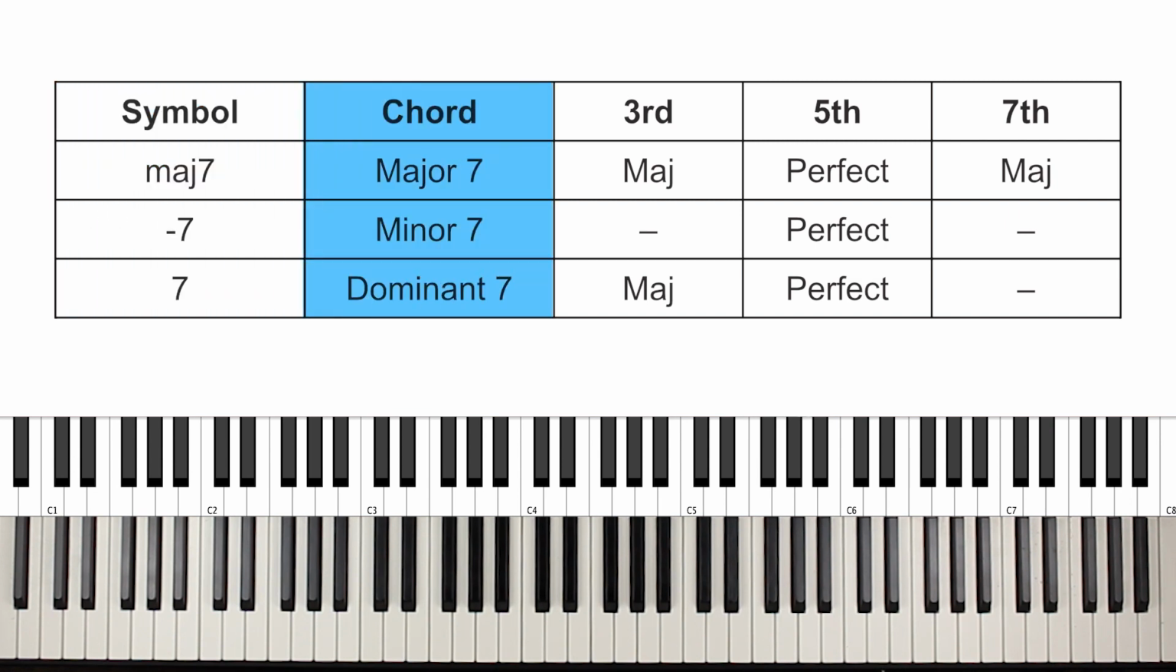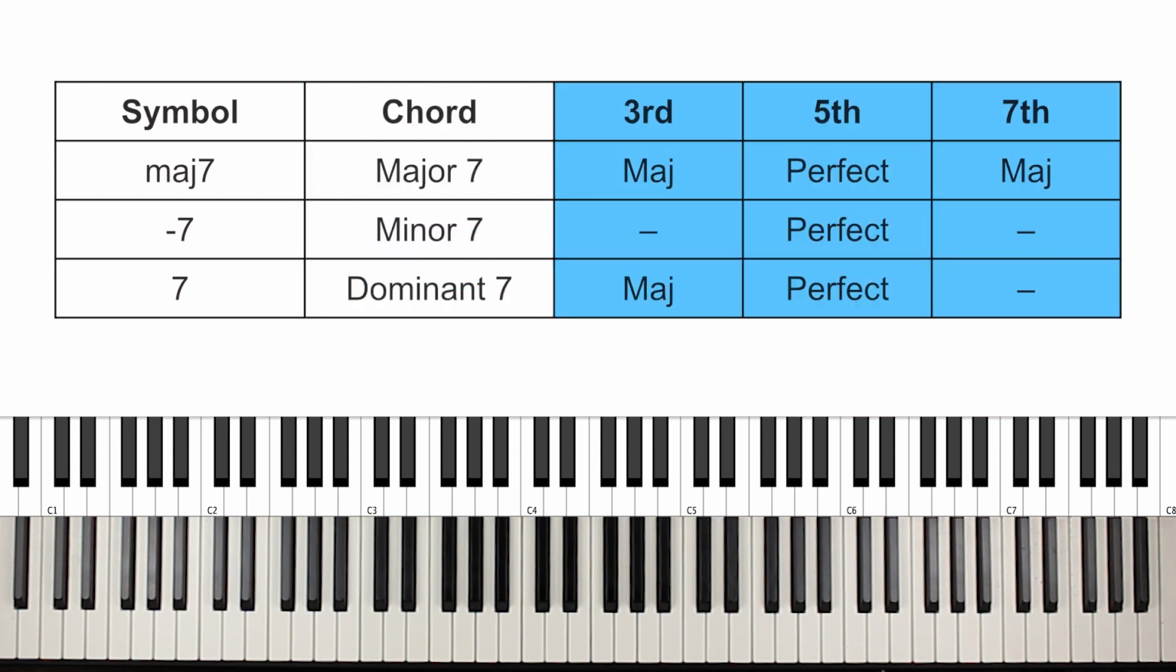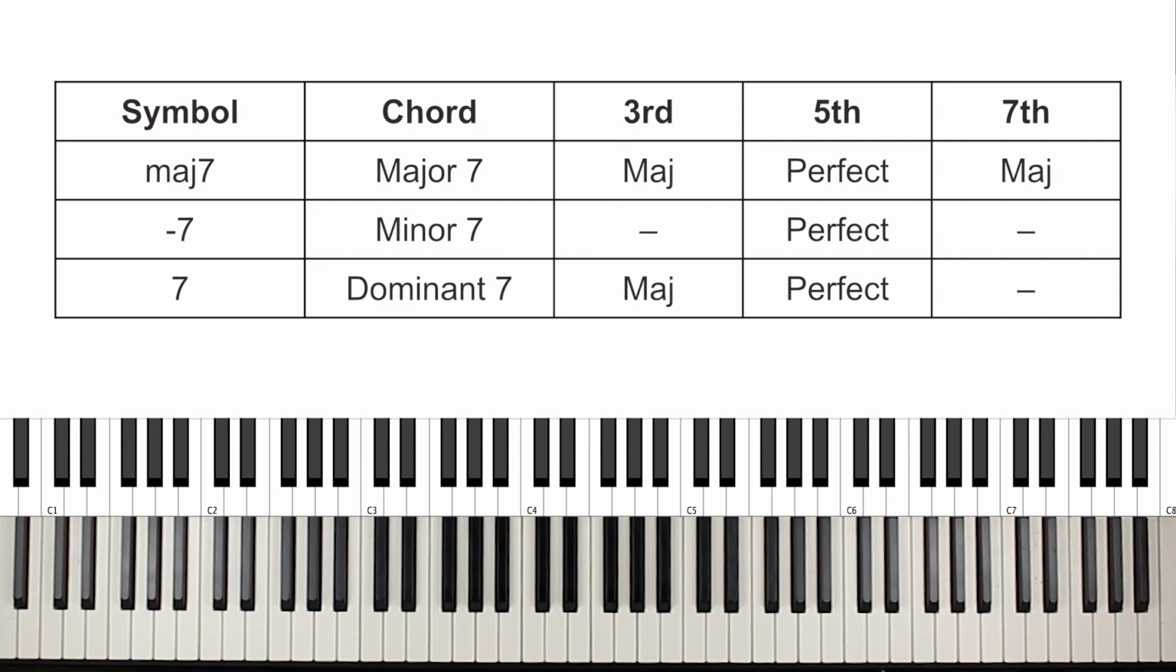The next column indicates the chord type that each symbol refers to, and these 3 columns tell you what kind of 3rd, 5th, and 7th are required to make up the chord. All 3 chords have a perfect 5th and some unique combination of major or minor 3rd and 7th. To allow you to read this table at a glance, I've used maj to indicate major 3rds and 7ths and a minus symbol to indicate minor 3rds and 7ths.